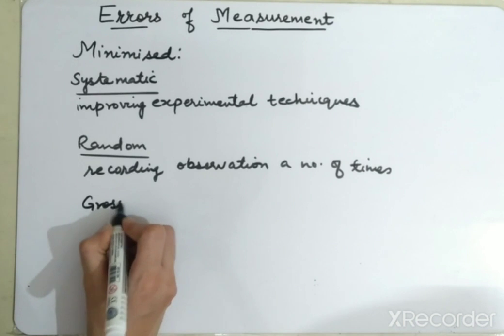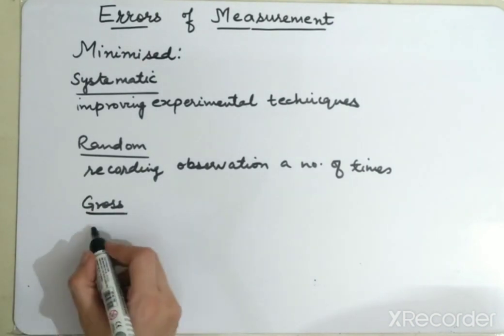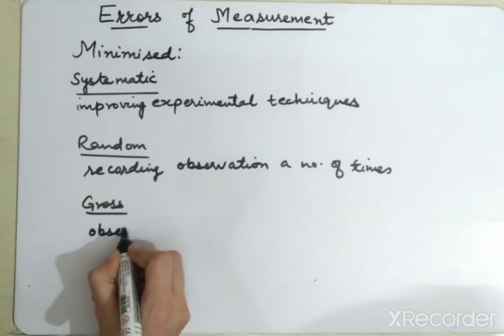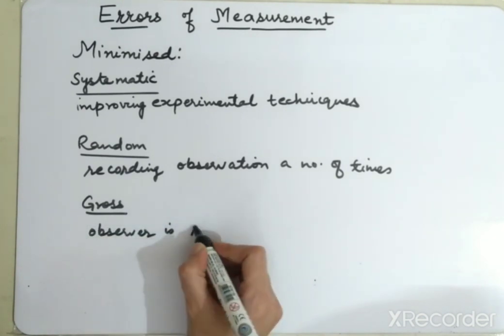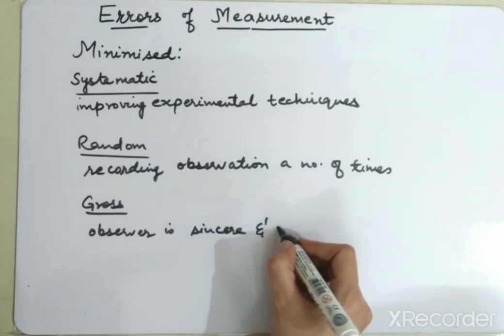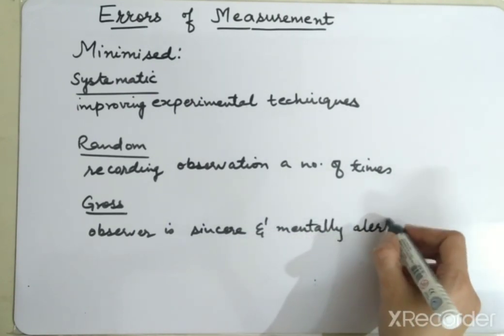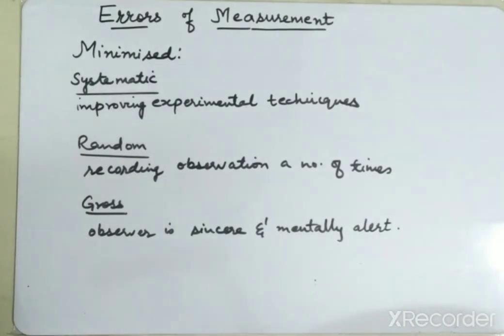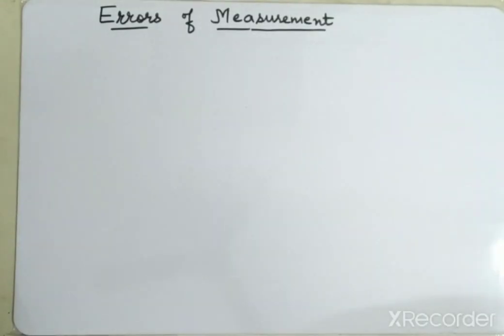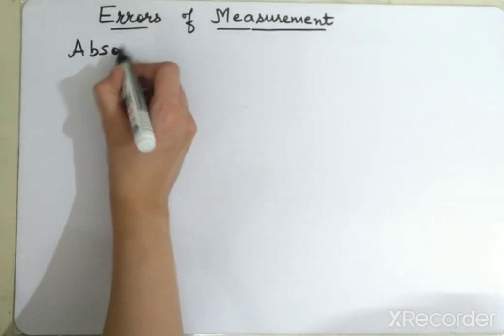Similarly, the gross errors can be minimized only when the observer is sincere enough and mentally alert to take the observations, because these errors are caused due to the carelessness of the observer. Now let us see how we calculate these errors. So first we will discuss absolute error.